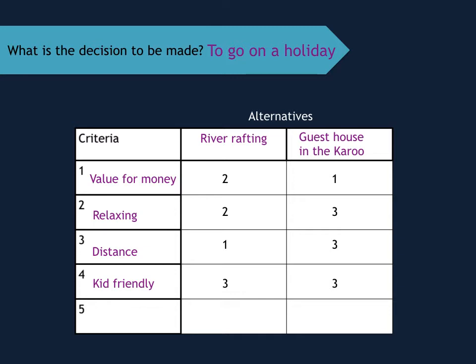So now you've looked at the criteria and you've given each of the alternatives scores. Now the easiest way is to add these up. If you have a look at river rafting, the total there is 8, whereas the guest house in the Karoo, the total is 10. Now, of course, this might not be the only way you make your decision, and you might not have written it all down like this, but this is what plays out in your mind whenever you've got to make a decision. So this is really the format, the process and the model that you use for making decisions.